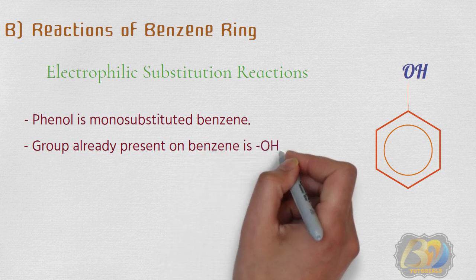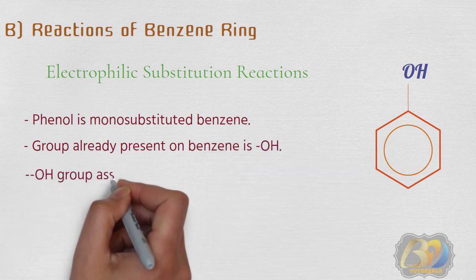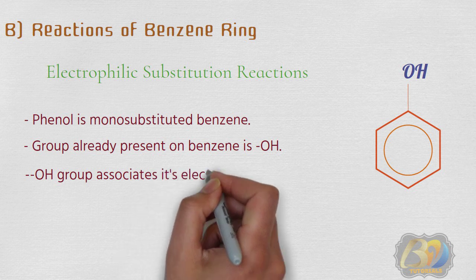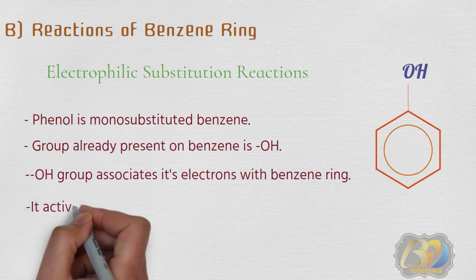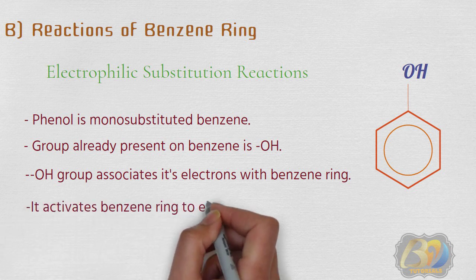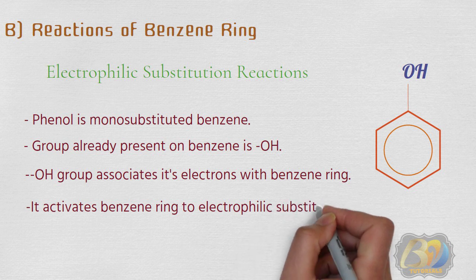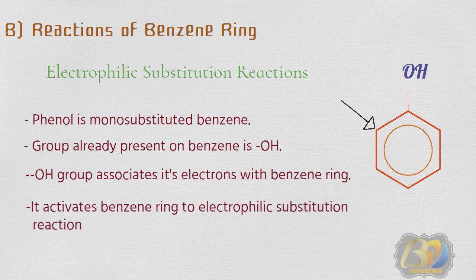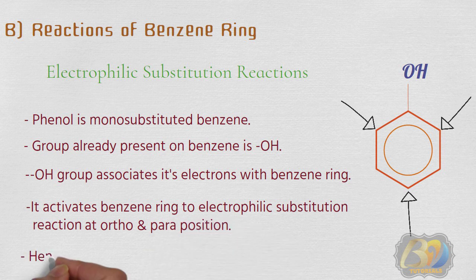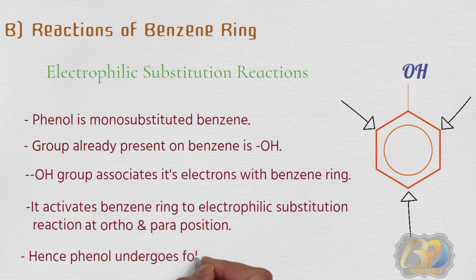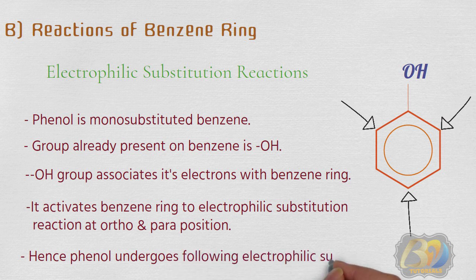The OH group always donates its electrons to the benzene ring, and it activates the benzene ring to show further electrophilic substitution reactions. As we know, due to resonance, the electron density in phenol increases at the ortho and para positions, so that phenol generally shows electrophilic substitution reaction especially at ortho and para positions. So, phenol undergoes the following electrophilic substitution reactions.